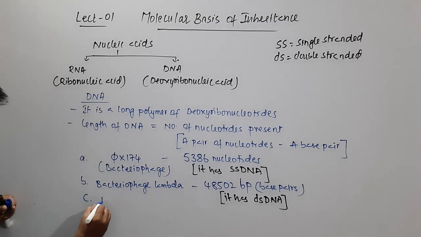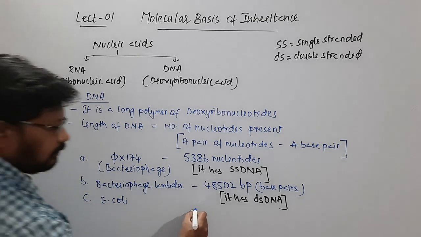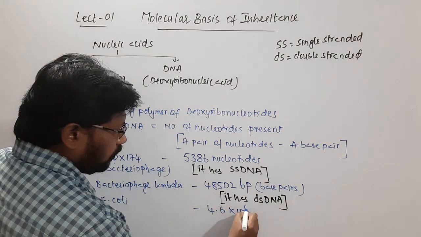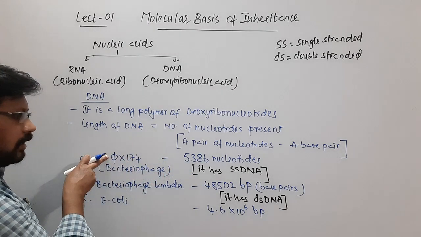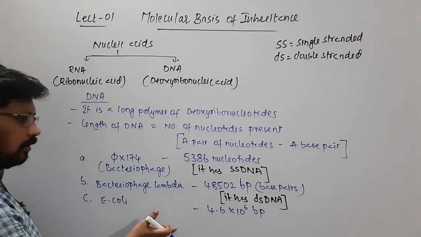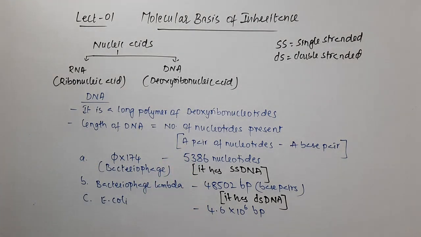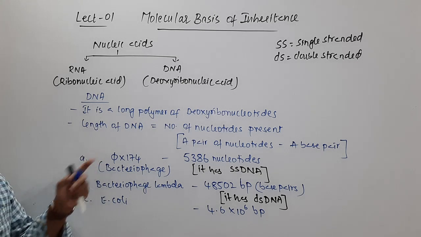Then coming to another one, E. coli. The Escherichia coli has 4.6 into 10 to the power of 6 base pairs. You can see here, as I go from phi x174 to E. coli, the number of nucleotides is increasing. So out of the three I have mentioned, the organism that has the longest DNA is E. coli, and the smallest one is phi x174.